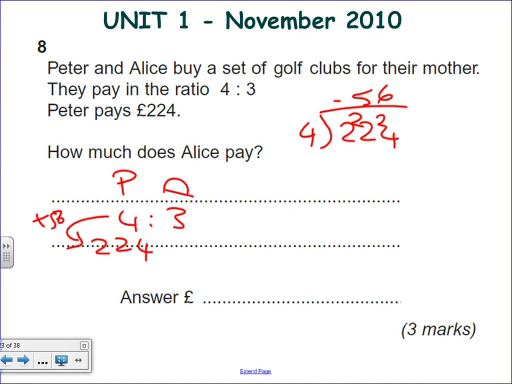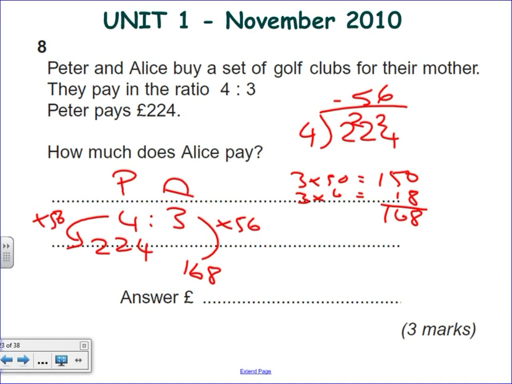So we've multiplied that by 56, I have to multiply this side by 56. 3 by 50 and 3 by 6. So 3 lots of 50 is 150, and 3 lots of 6 is 18, so it's 168. If that's how you want to do it, it does it for me. So how much does Alice pay on the answer line? Yeah, we're getting these now.